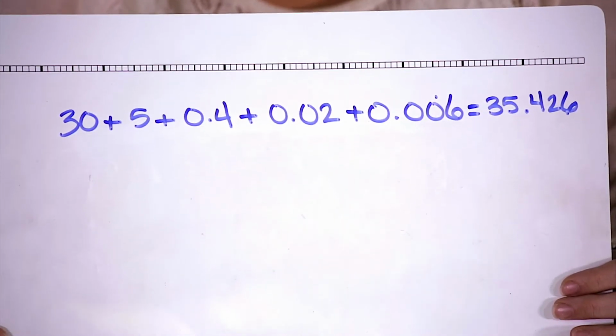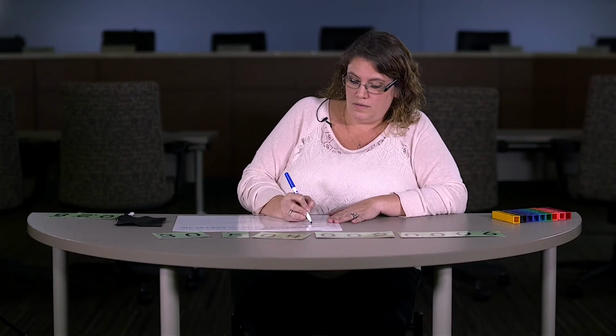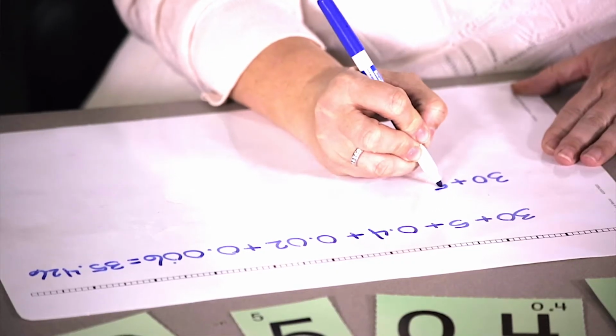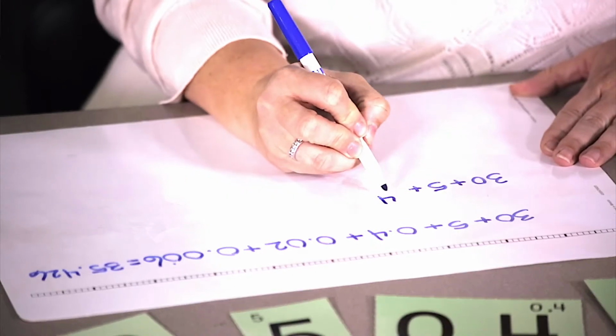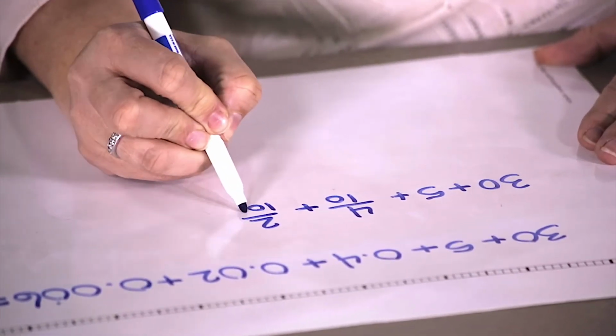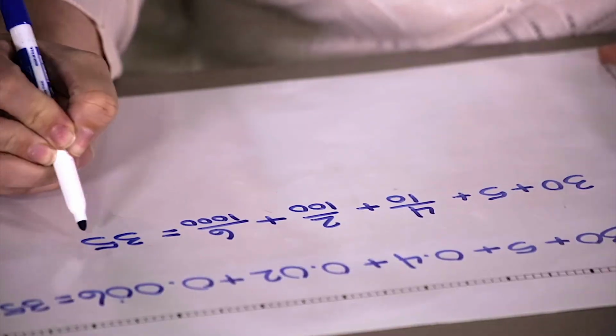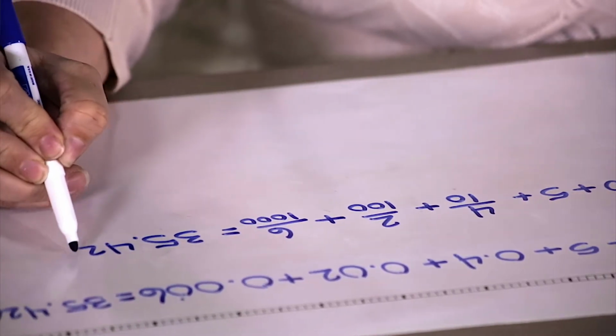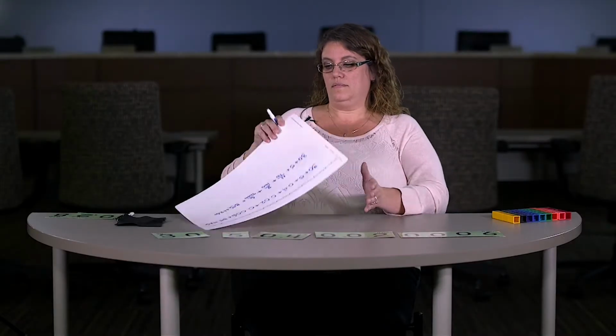Now, students are also asked to write expanded form as a power of 10. The difference is, instead of decimals, we write fractions. 30 plus 5 plus 4 tenths plus 2 hundredths plus 6 thousandths equals 35 and 426 thousandths.